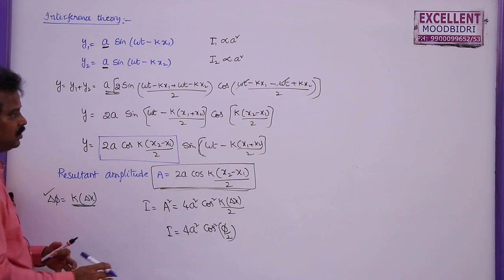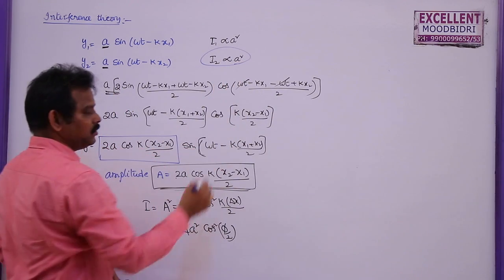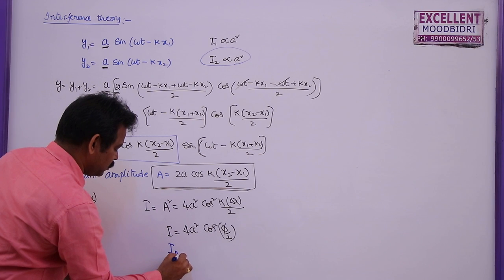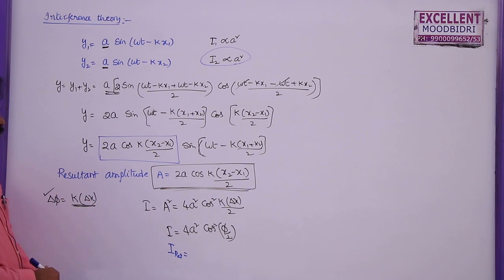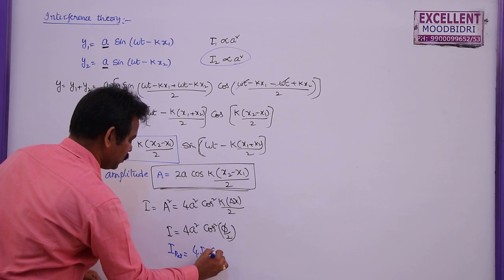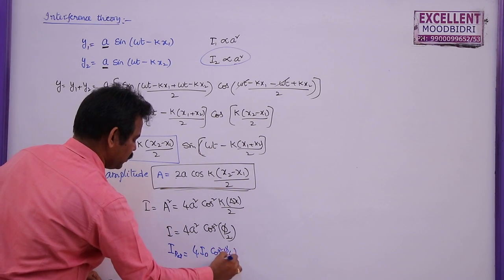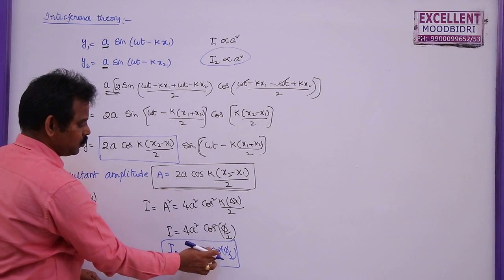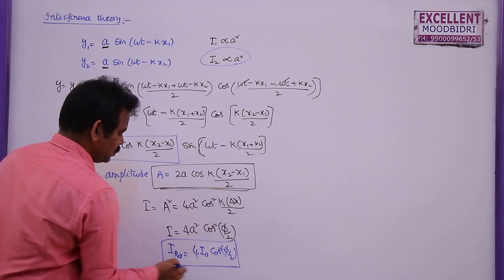In this case, a square is nothing but the intensity of any one of the individual waves. So the resultant intensity of this superimposed wave is given by 4 I naught cos square(phi/2). That is, 4 times the intensity of each wave into cos square(phi/2). So this is the resultant intensity.